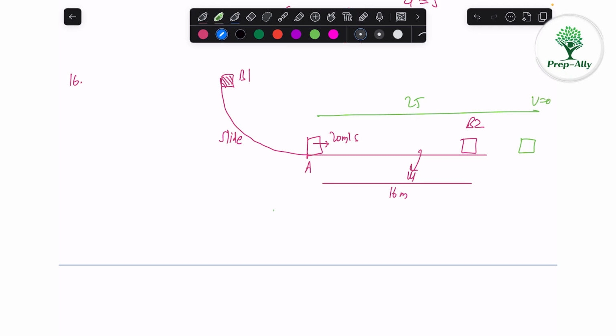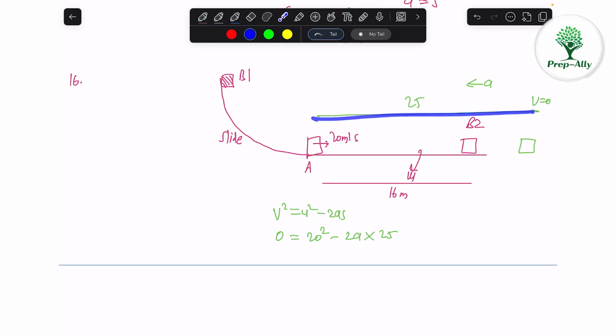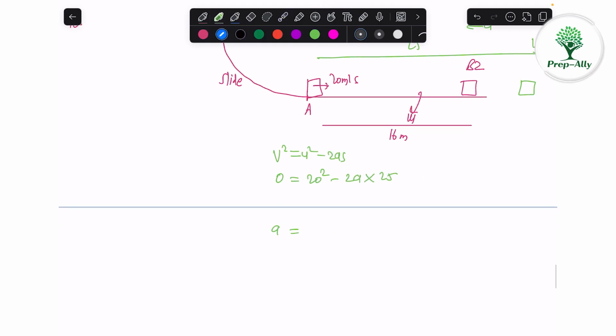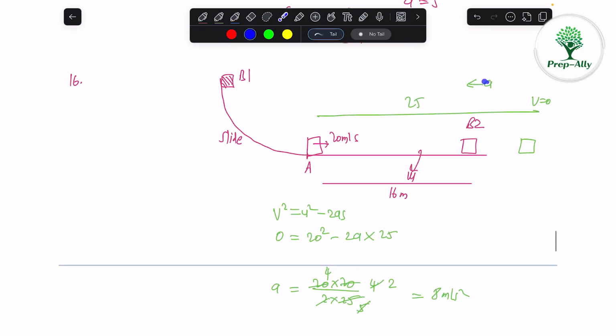So can we just use v square is equal to u square minus 2as. Let us say the acceleration is a in this direction. So 0 is equal to 20 square minus 2a into 25. It would have stopped after 25. So acceleration will be actually 20 into 20 by 2 into 25. So this will be 8 meter per second square, the deceleration or acceleration in this direction.